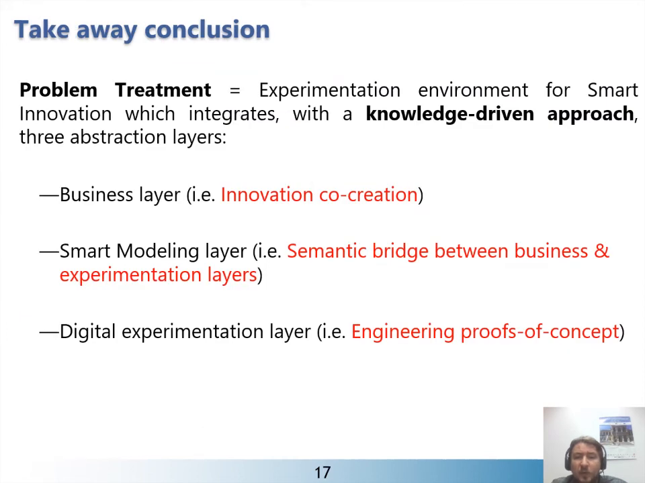And now my presentation comes to a conclusion that the treatment to the education design problem that I mentioned in the beginning is this experimentation environment that integrates with a knowledge-driven approach 3 abstraction layers: a business layer for innovation co-creation, a smart modeling layer acting as a semantic bridge between the business ideas and the cyber-physical experiments, and the digital experimentation layer where cyber-physical proofs of concept are engineered.